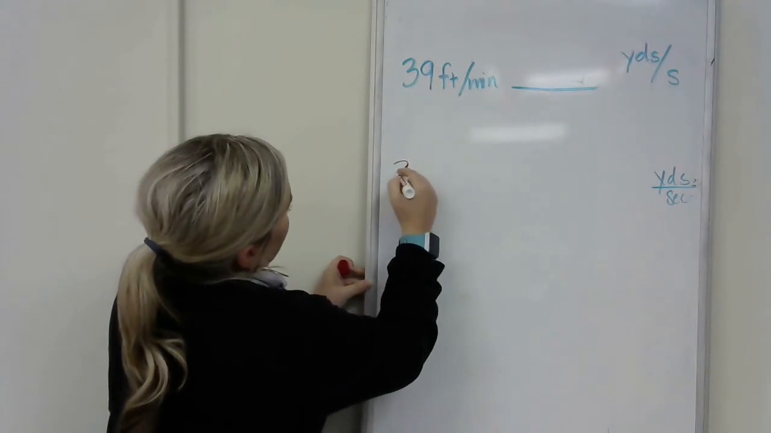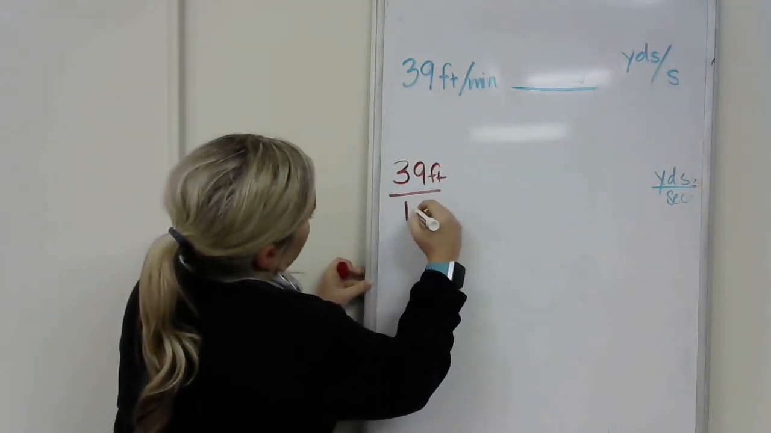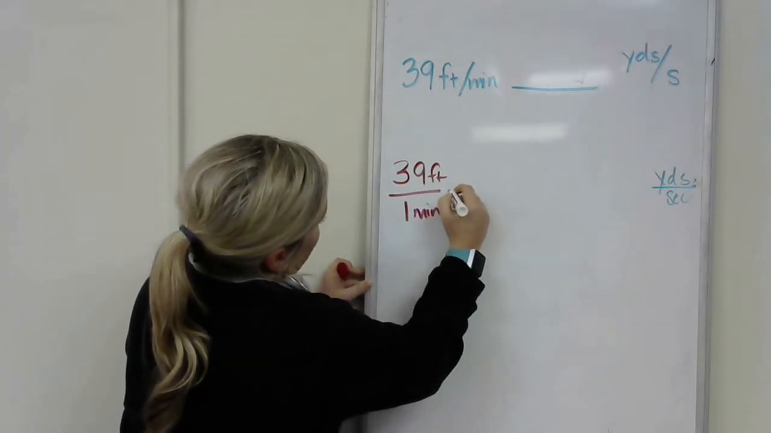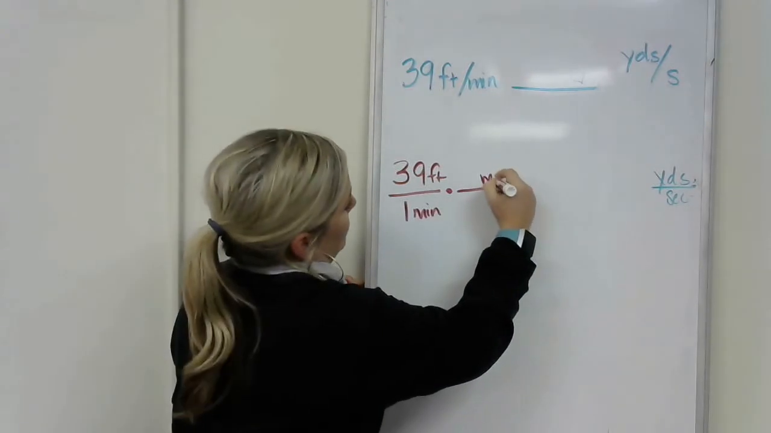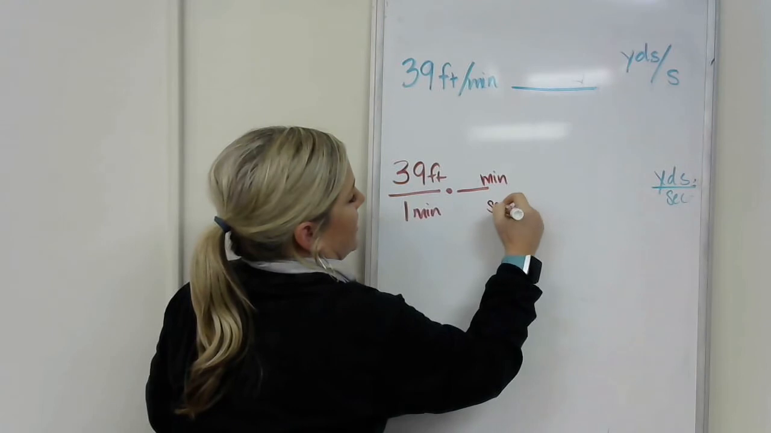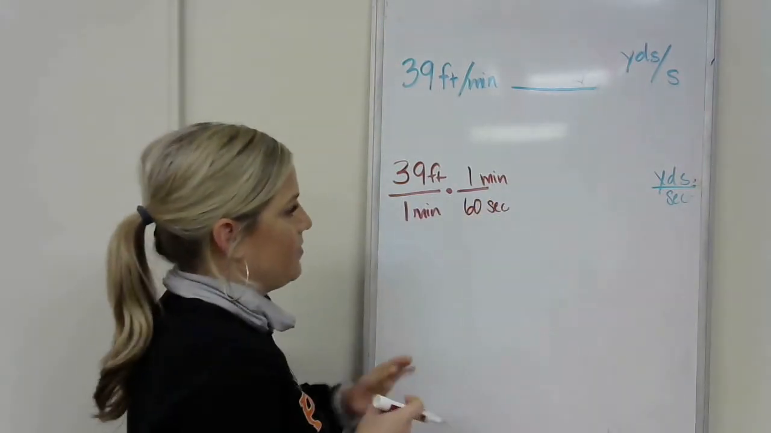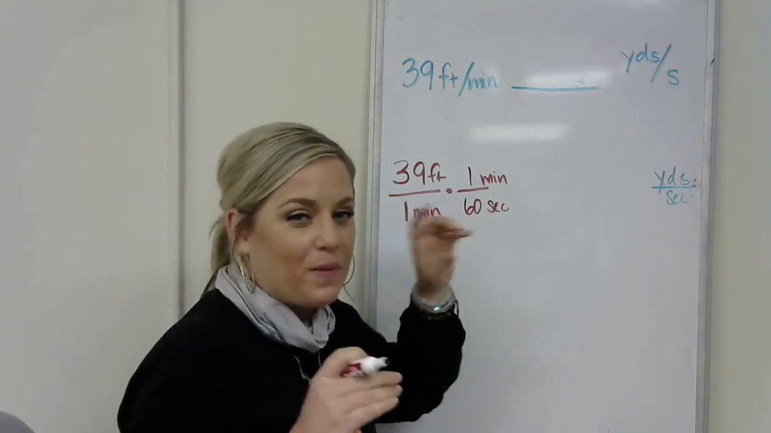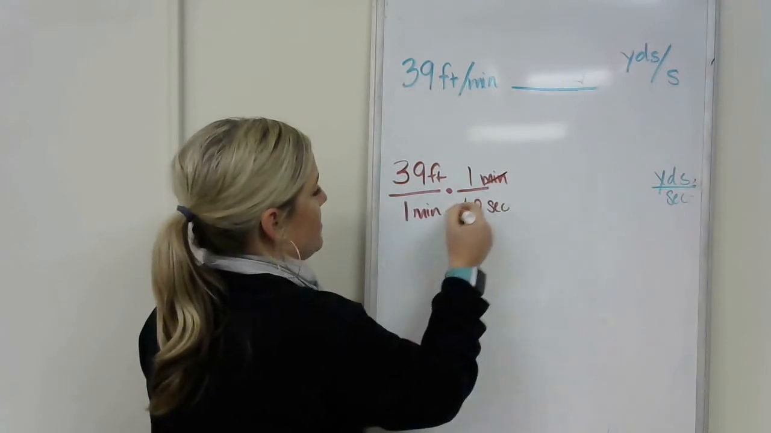39 feet per 1 minute. Okay, I need to get rid of minute, so I'm going to add it on top. And seconds needs to be on the bottom, so I'm just going to do seconds. So there's 1 minute, 60 seconds, right? So you got to be able to think about going back and forth. All right, so now these minutes cancel out.